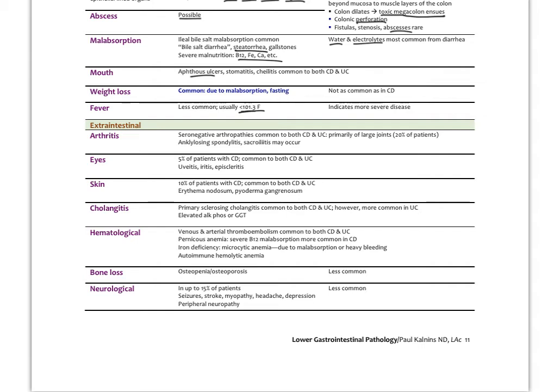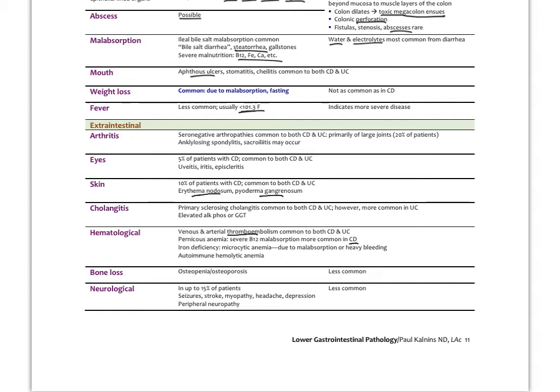And here I've just summarized the things we've already talked about, the extraintestinal manifestations. So we get the different arthritis, the eye complaints, the skin issues with erythema nodosum, pyoderma gangrenosum, and the cholangitis, different hematologic issues like increased risk of forming thrombi, and then pernicious anemia with the Crohn's because of the B12 malabsorption.